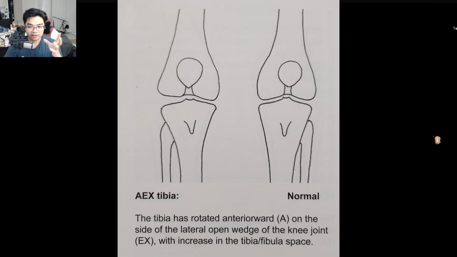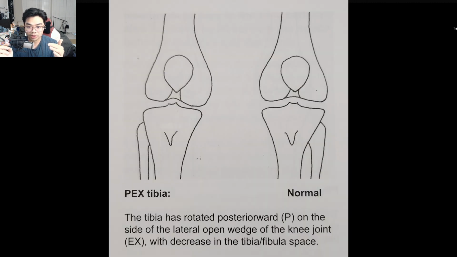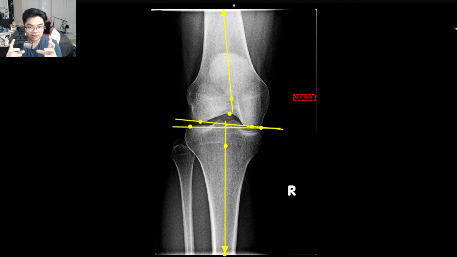And here I'll include some pictures that I took from the textbook, right? Just kind of showing us what normal versus AEX looks like. And I'll also include PEX tibia, just so that you can see the differences here. But yeah, that's pretty much it for drawing the x-ray analysis for the anterior view of the knee.